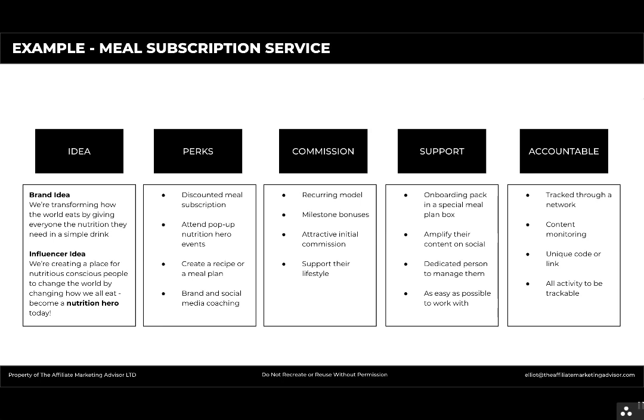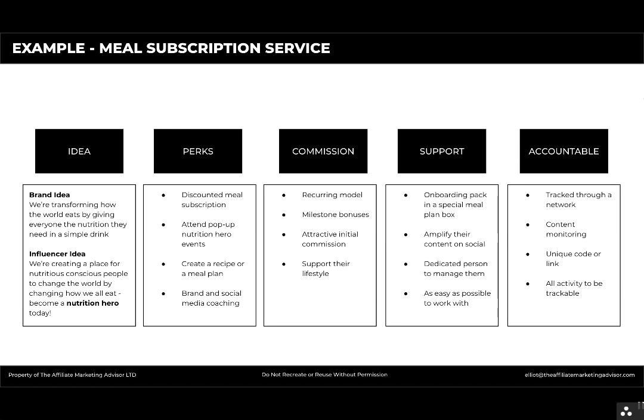On commission, a recurring model of some sort where they earn money over the long term to help support their lifestyle. There could be milestone bonuses. The initial commission should be attractive. And again, this commission is all about helping them remain influencers and being able to support themselves, because if they can do that, then they have more time to invest in content to help promote the brand.